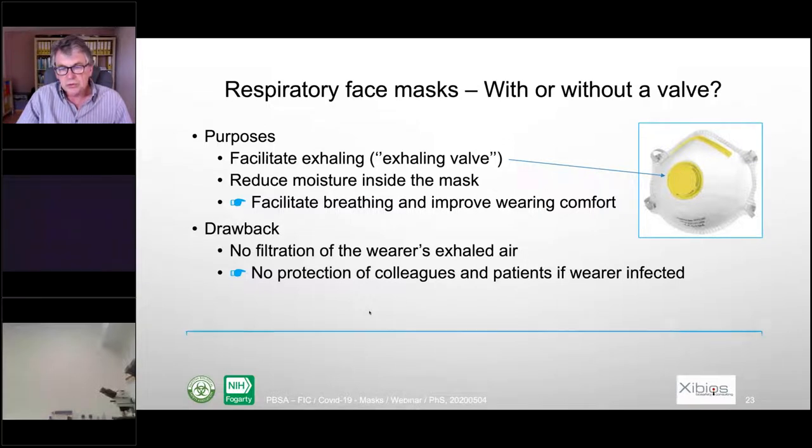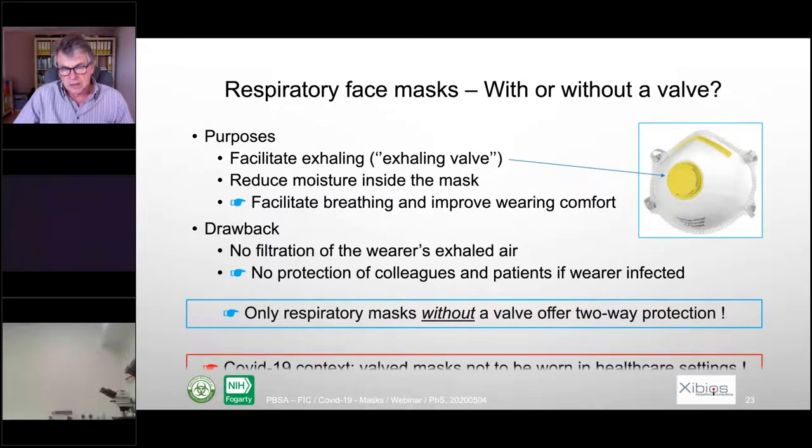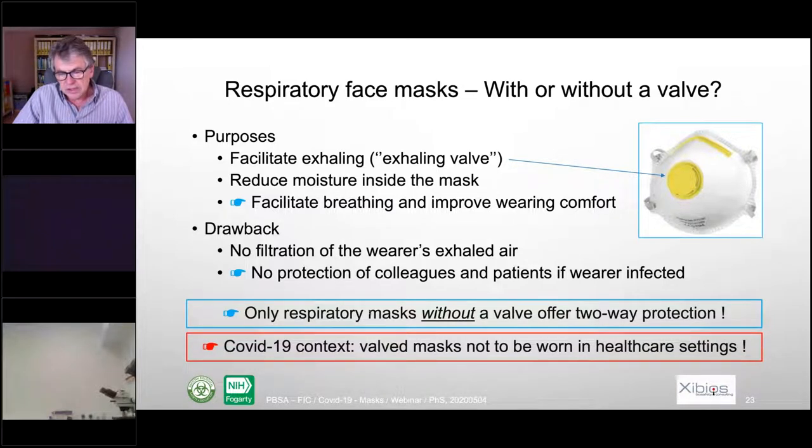So two conclusions to this. The first one is that only respiratory masks without a valve offer two-way protection. Two-way protection meaning for the wearer, but also for the people who are around that person. And the second conclusion is that in the COVID context, valved masks should not be worn in healthcare settings. If a valve mask is worn and the healthcare worker who is wearing it is infected, it will contribute to the dissemination of the virus.